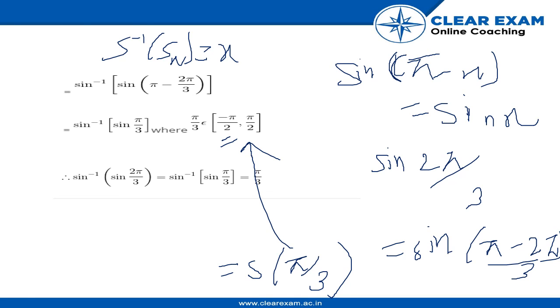Yes, they have done the same thing. Sine inverse of sine 2 pi by 3 can be written as sine inverse of sine pi by 3, as I already told you here. And then we apply the formula sine inverse of sine x is equal to x. So we get our answer as pi by 3.